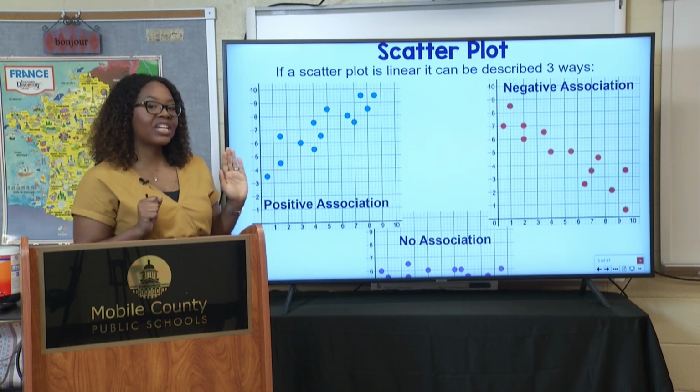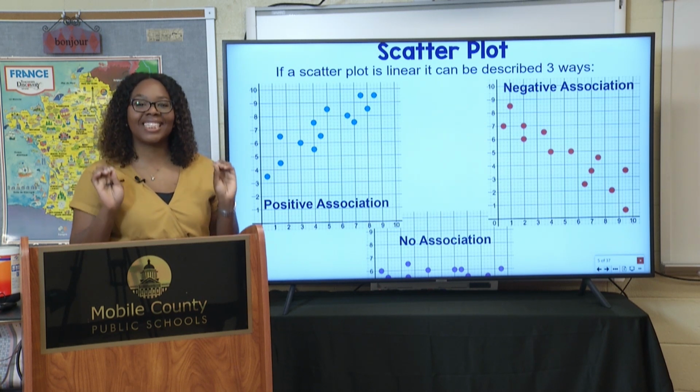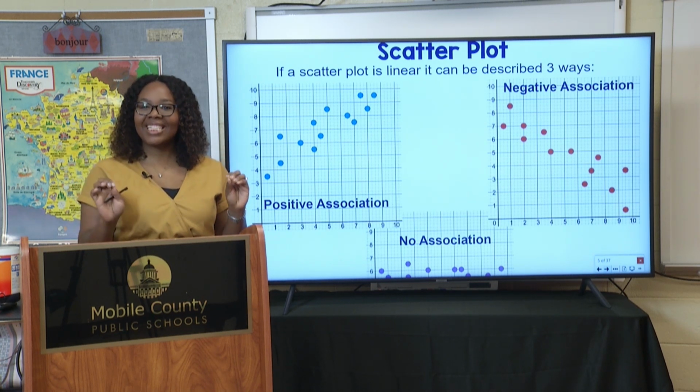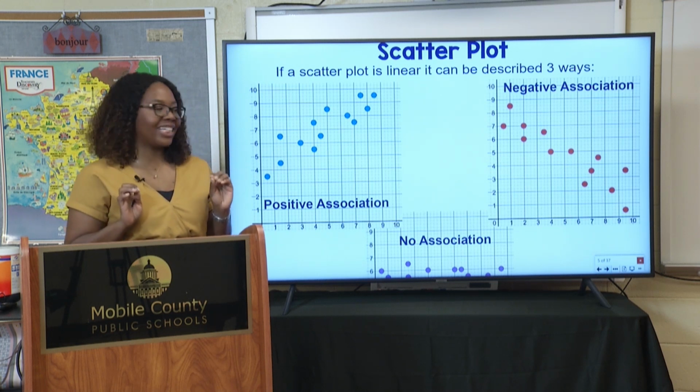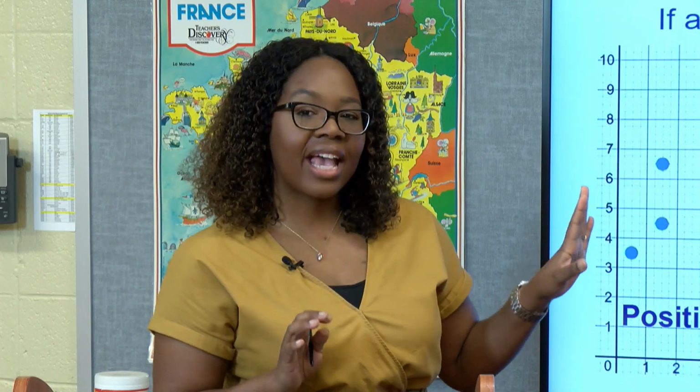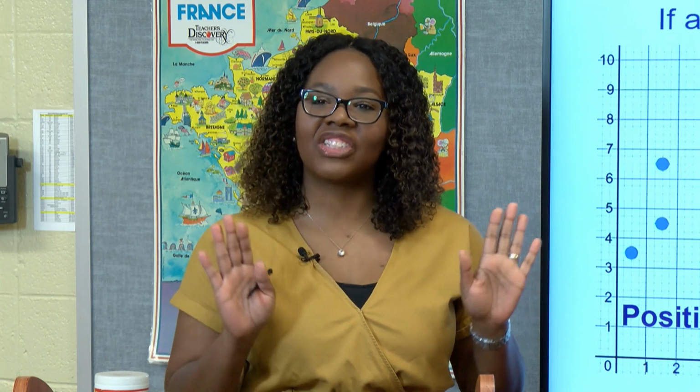As x is increasing, the y values are decreasing. Now, we tend to say that that is a negative relationship. Since we're talking about scatter plots, this is a negative association.